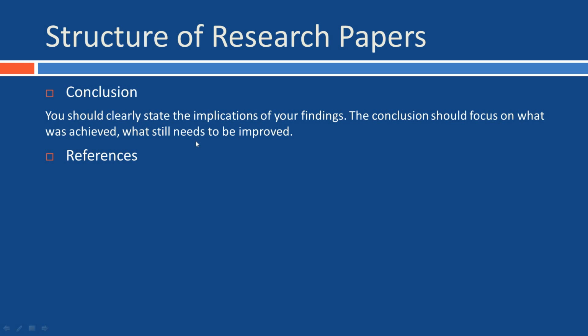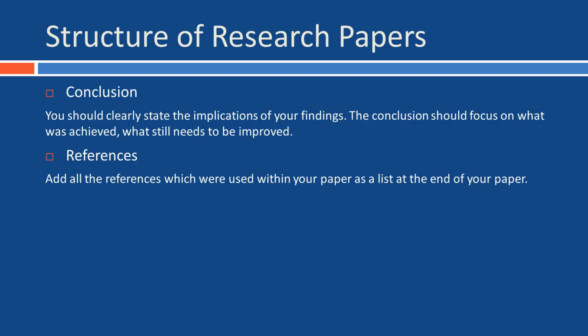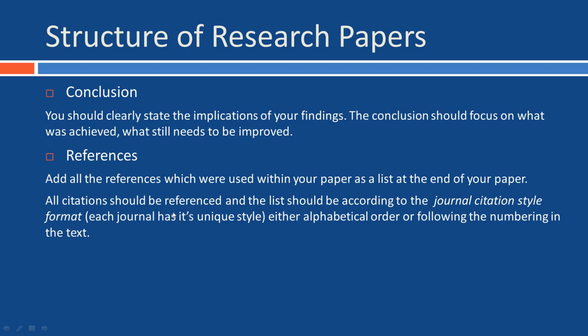In the end, we have to write references. You have to add all the references which were used within your paper as a list at the end of your paper. All citations should be referenced and the list should be according to the journal citation style format. Each journal has its unique style. As in the previous lecture we studied about the references style, each journal has its unique style, either alphabetical order or following the numbering in the text.